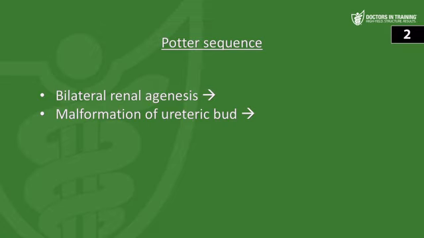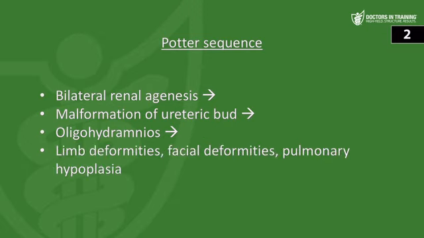Next question. What is Potter sequence? So this is where you have a bilateral renal agenesis because there is a malformation of the ureteric bud. That causes oligohydramnios because the fetus is not making urine, and that causes a lot of problems as well, like limb deformities, facial deformities, and pulmonary hypoplasia.